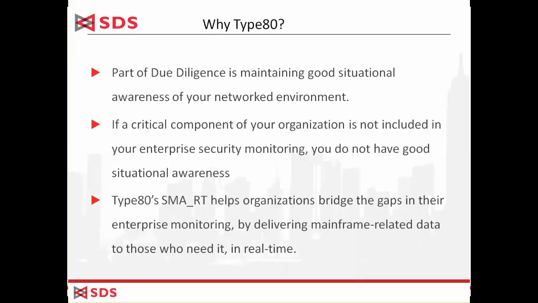And if a critical component of your organization, like your mainframe, where so much important data is being stored, is not included in your enterprise security monitoring, then how could you possibly have good situational awareness? Oh yeah, we get all of our event logs and syslogs from Unix systems and a few things from different applications that get dumped into our SIEM, but the mainframe, which handles all of our financial transactions, we don't get any information from that. Well, that doesn't seem like a good idea.